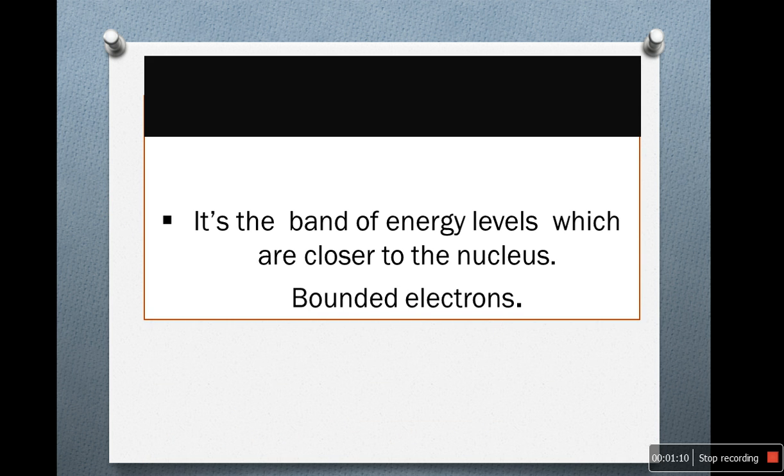We will study them one by one. The first one is the valence band. It is the band of energy levels which are closer to the nucleus. The electrons present in the valence band are strongly attached to the nucleus, hence they cannot respond to an externally applied electric field. So they are also called the bounded electrons.